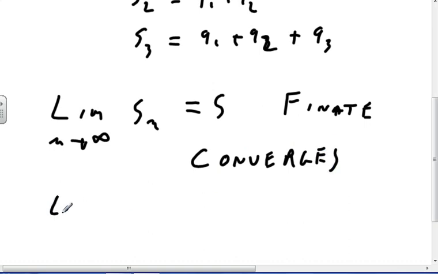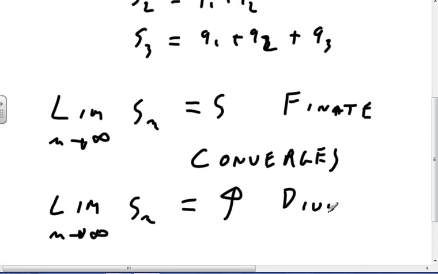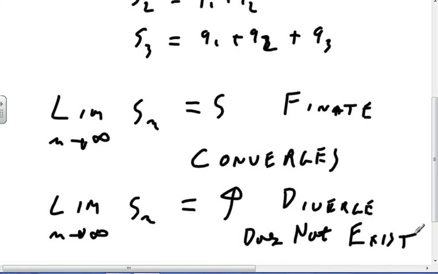But if I look at the limit as n approaches infinity of that partial sum, and it just keeps on going up, then it diverges. And we say it does not exist. So being infinite means it doesn't exist. All right, so those are my rules.